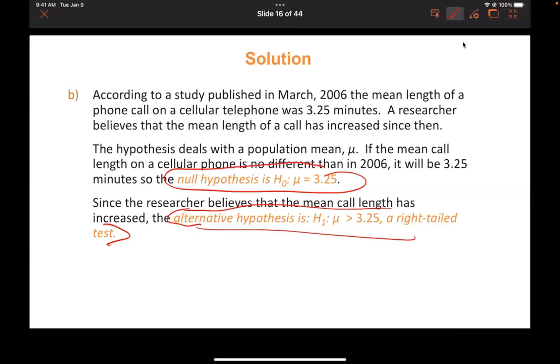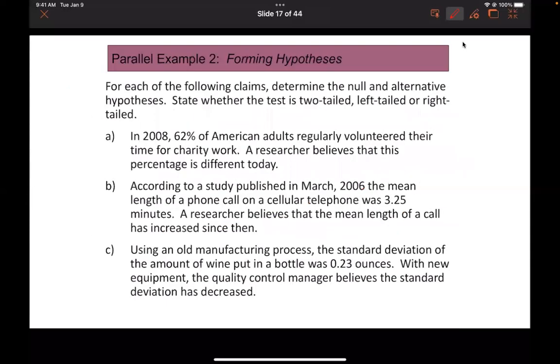Okay, next one. Using an old manufacturing process, the standard deviation in the amount of wine put in a bottle was 0.23 ounces. With the new equipment, the quality control manager believes the standard deviation has decreased. So once again, our null hypothesis always has an equal sign. Oh wait, first, it is decreased, so that means less than. If it is decreased, it's less than, and less than is left on the number line, so this is a left-tailed test.